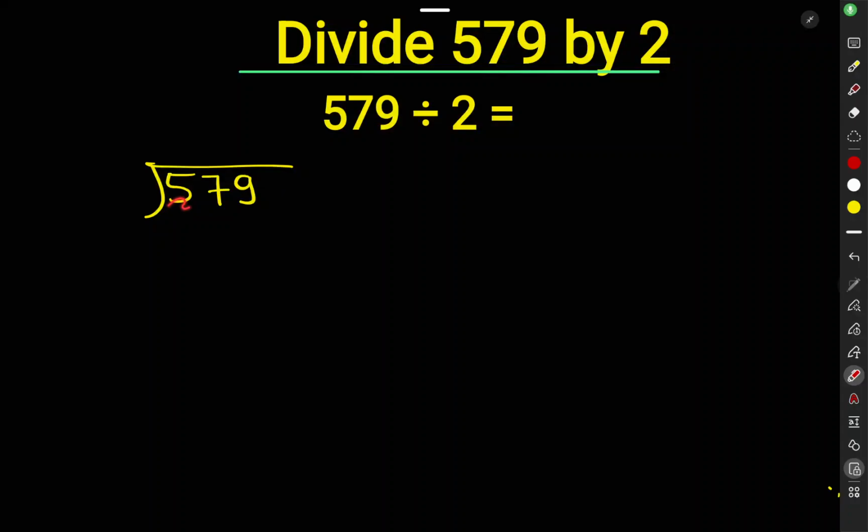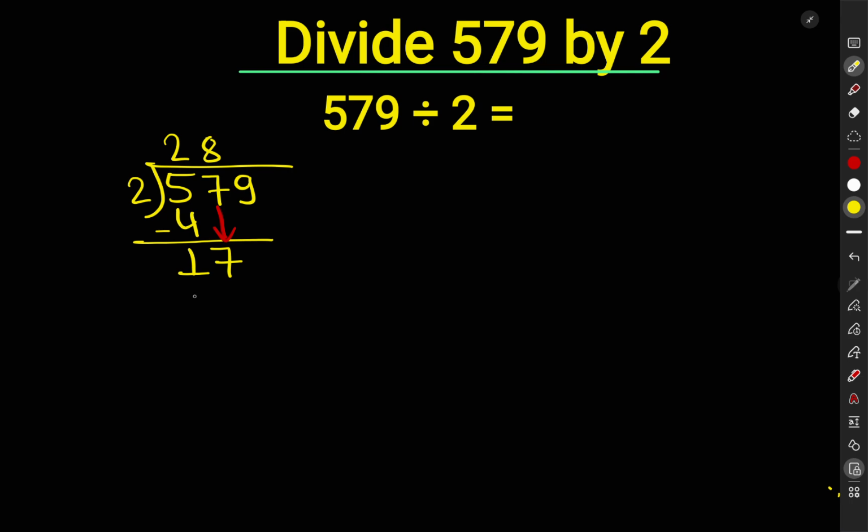We divide 579 by 2 in a long division method. 2 times 2 is 4. On subtracting, we get 1. So now we put down this 7 and it is 17.